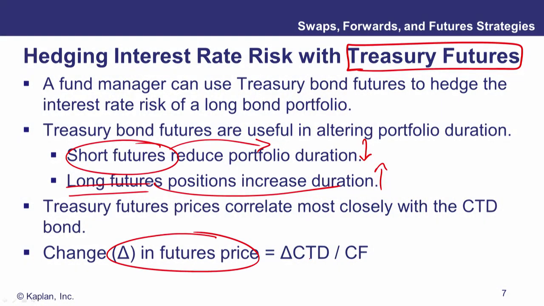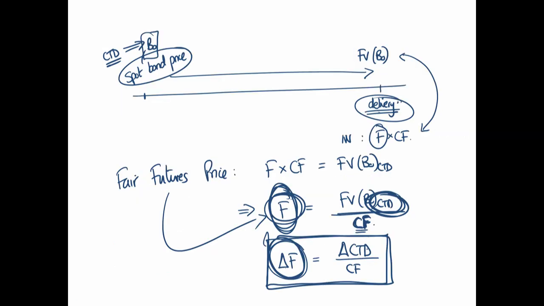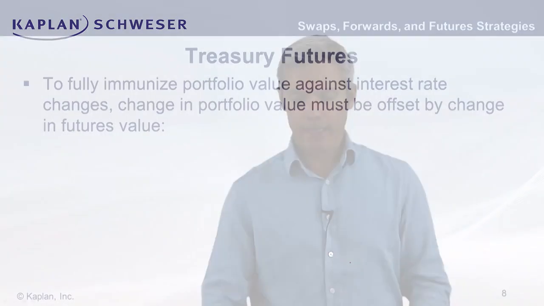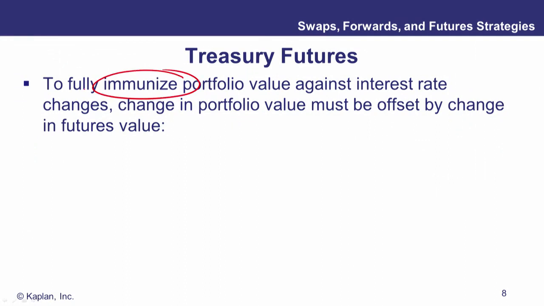The question becomes, we already know how the futures contract is likely to behave relative to the CTD. That's what we just did in the aside off slide. Changes in the futures contract are related to the CTD by dividing through by the conversion factor. The question becomes, how many futures contracts would we need to fully hedge a portfolio of bonds? Well, the answer to that is very straightforward.